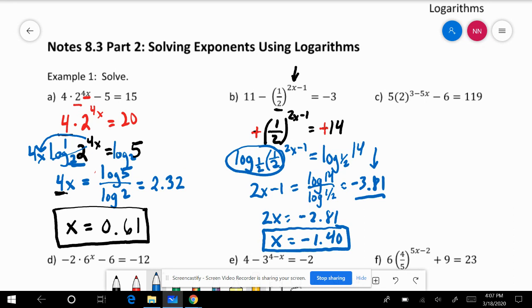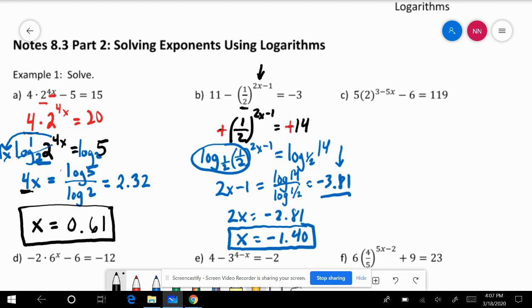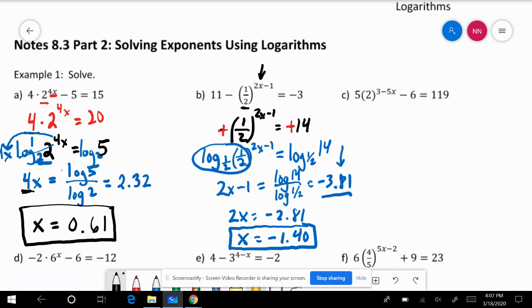So let's look at letter C. With letter C, the process is going to be the same. We're going to add the 6 first. So we have 5 times 2 to the 3 minus 5x is equal to 125. Our next step is to divide by 5 in order to get the base number by itself. So we have 2 to the 3 minus 5x is equal to 25.